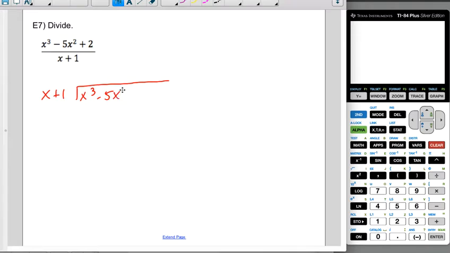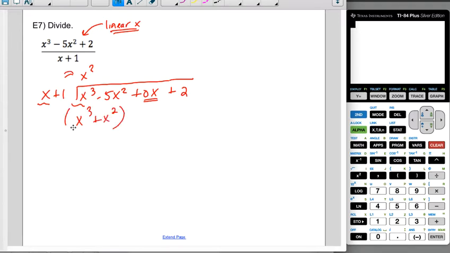What's missing here is that there's no linear term. There's no x, so there's no linear x term. So we write 0 for that. And then we do the same scale that we've been doing. I ask myself, what do I multiply x by to get an x cubed? The answer is x squared, and then I distribute that to both. So I get x cubed plus x squared, and then I subtract straight down. x cubed minus x cubed is gone. Negative 5x squared minus an x squared would be a negative 6x squared, and then I drop this 0x down.